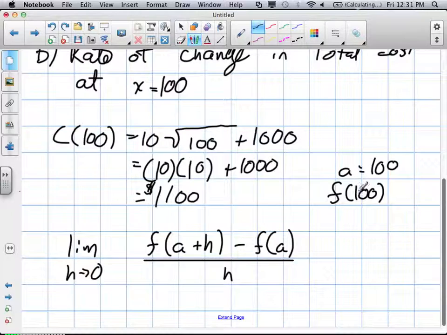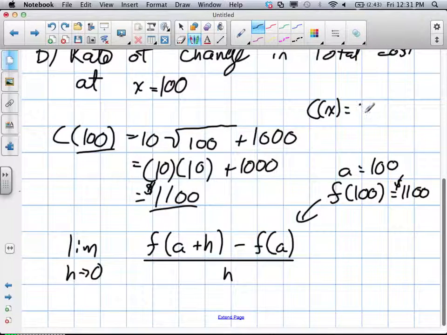We already know the answer to f at 100. Anyone know what it is? 1,100. F at 100 is asking us for the total cost. It's equal to $1,100. The cost of making 100 calculators is $1,100. So our f at a is already solved for us. We're now going to replace in our equation, and remember our equation was 10 root x plus 1,000. We're now going to replace the x itself with 100 plus h, since our a is 100.